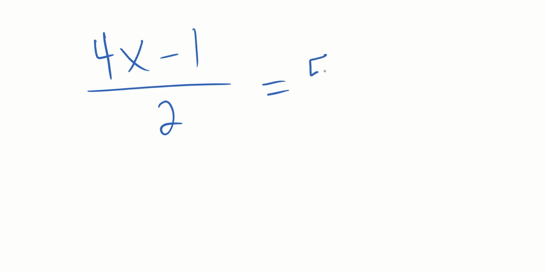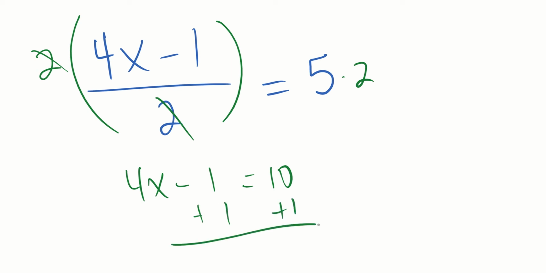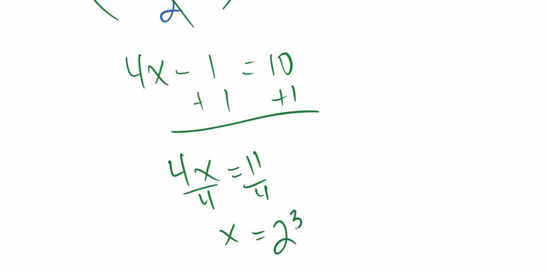Last type, we would say 4x minus 1 over 2, and we'll say equal to 5. So I'm going to multiply by 2 this time to get rid of that 2 on the denominator. So 4x minus 1 is equal to 10. I'll add 1 to both sides. That gives me 4x equals 11. Divide by 4 on both sides, and I'm just going to leave it as a mixed number. So that gives me 2 3/4.